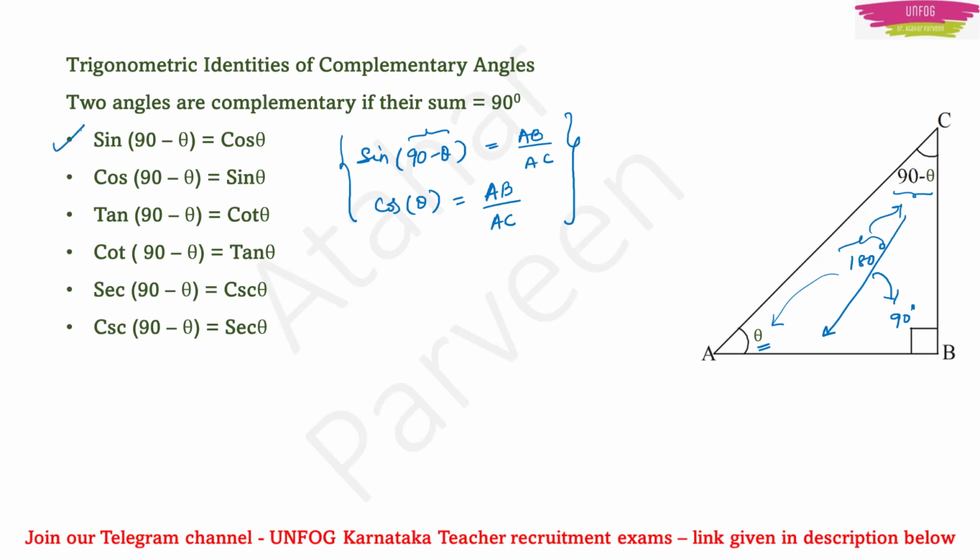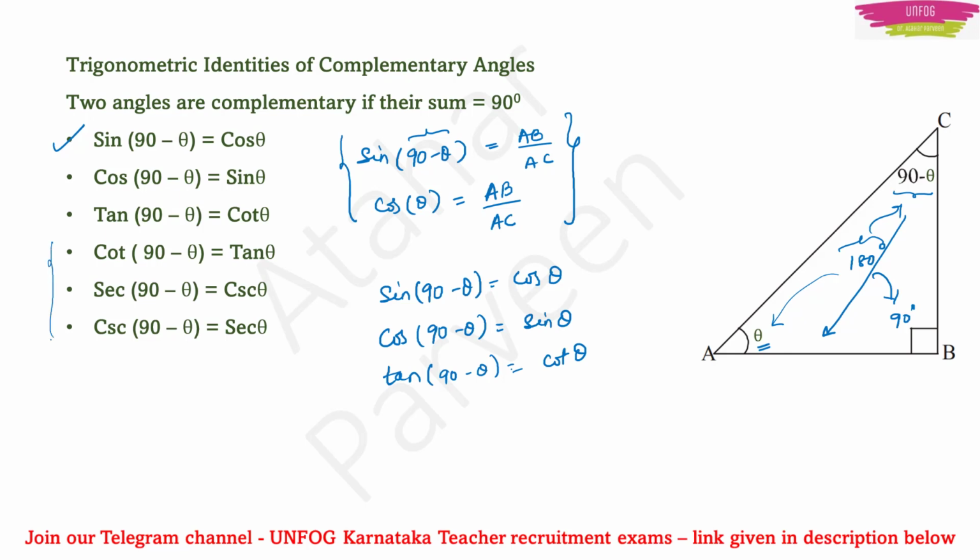That's the reason why we have this identity. Sine 90 minus theta is always equal to cos theta. Similarly, we have cos 90 minus theta is equal to sine theta. Similarly, we have tan 90 minus theta is equal to cot theta. Okay, like that you can go on doing, and these are the reciprocals, right? So this is how you can derive the identities. See, all the trigonometric formulae and identities are derived.